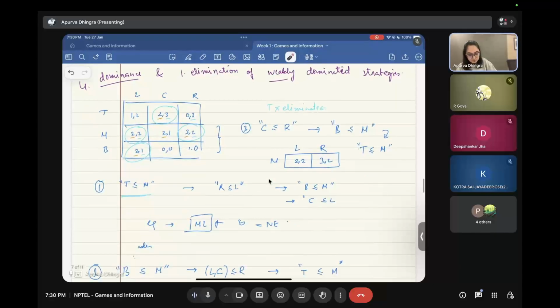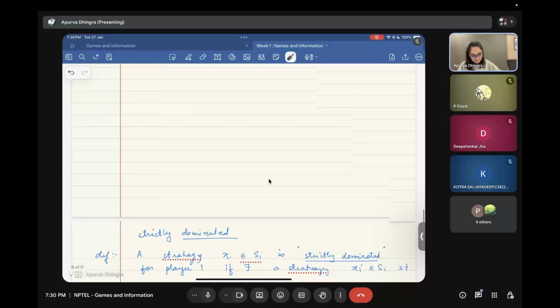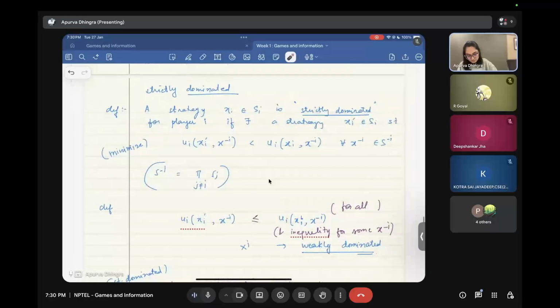So the equality can hold for as many as possible, but the inequality has to hold for at least one of them. Otherwise, we would say that they are equal. They are not dominated by one another, and then we can't eliminate them just like that. Okay, so these are the definitions.